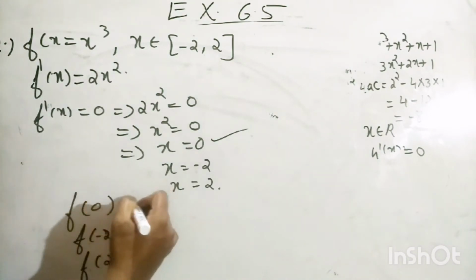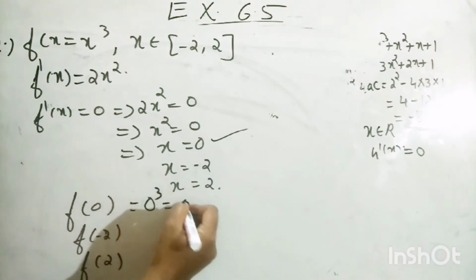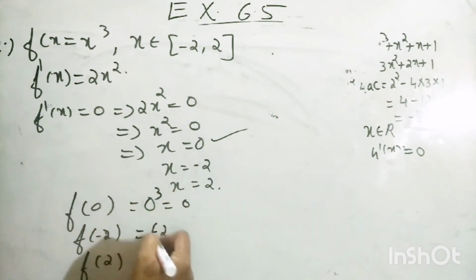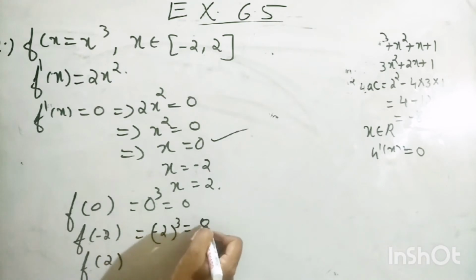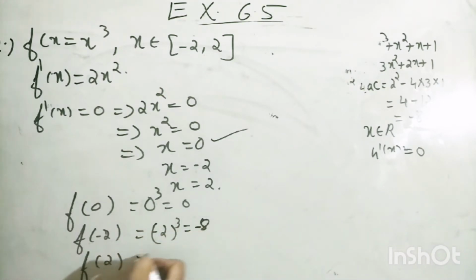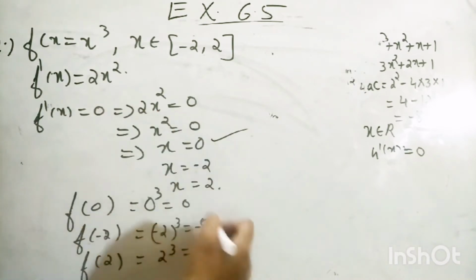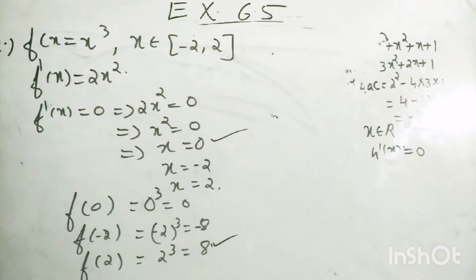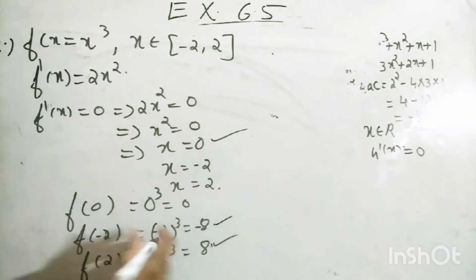f of 0 is 0 cube, which is equal to 0. f of minus 2 is minus 2 all cube, which is equal to minus 8. And f of 2 is 2 cube, which is equal to 8. From this it is clear that the absolute maximum value is 8, at x is equal to 2. And the absolute minimum value is minus 8 at x is equal to minus 2.